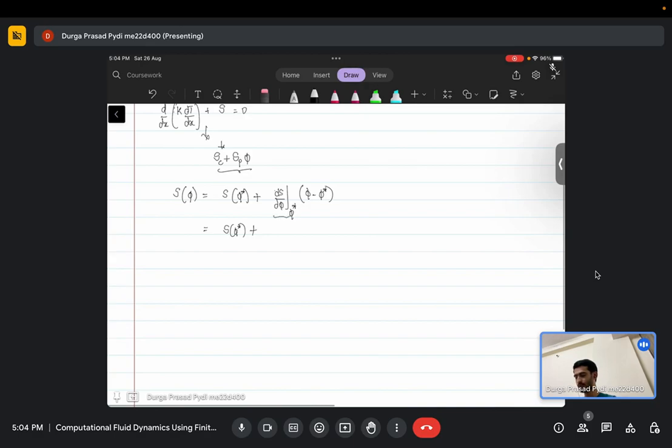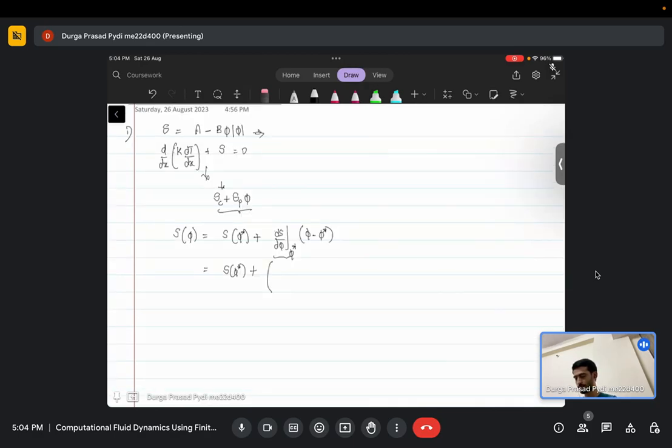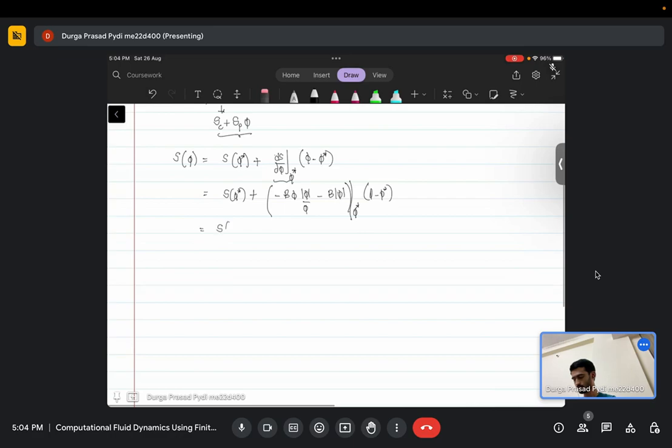So this becomes S at phi star plus dS by d phi. Since S is given by that, dS by d phi will essentially be minus b mod phi minus b phi times mod phi by phi, which is minus b mod phi, evaluated at phi star, times phi minus phi star. So this will essentially give you minus 2b mod phi star times phi minus phi star.